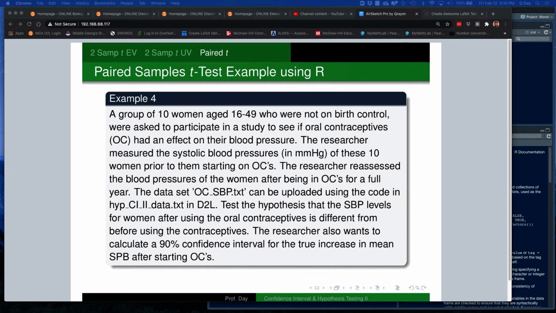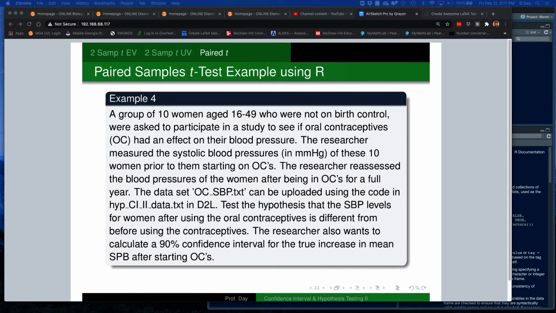A group of 10 women aged 16 to 49 who are not on birth control were asked to participate in a study to see if oral contraceptives, we'll call it OC from here on out, had an effect on their blood pressure. The researcher measured the systolic blood pressures in millimeters of mercury of these 10 women prior to them starting on OCs. So we have a before measurement of them when they're not on the OCs. The researcher reassessed the blood pressures of the women after being on the OCs for a full year.